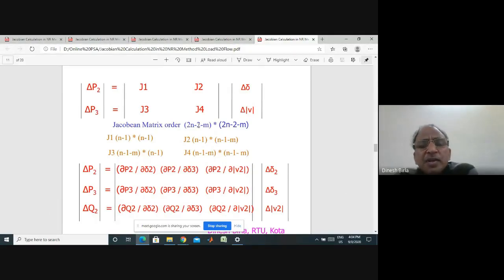Now you see, when I say further m is deducted, m is the number of PV buses. I repeat, m is the number of PV buses. And in this case, why are we deducting m only, not 2m? It is because for a PV bus, the P figures, Q does not figure.